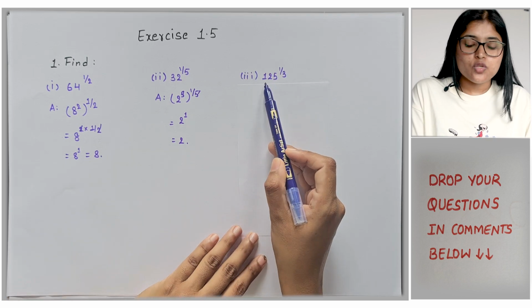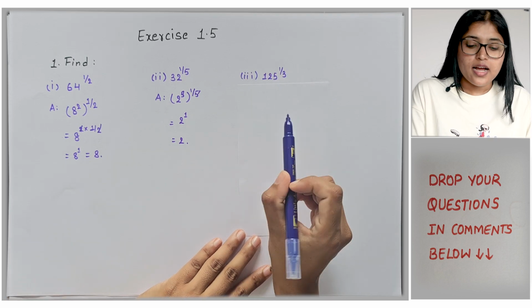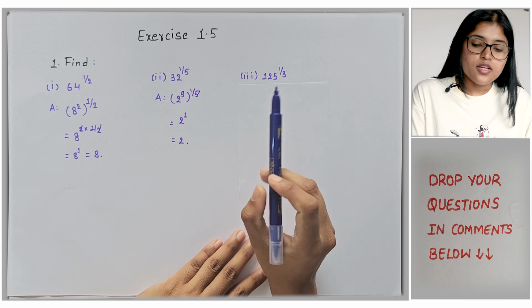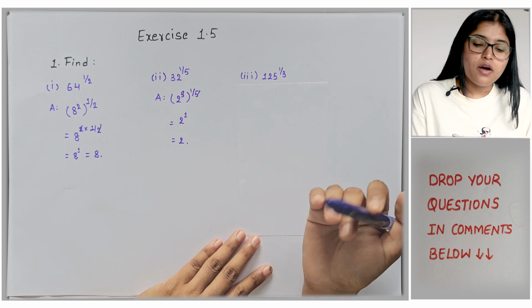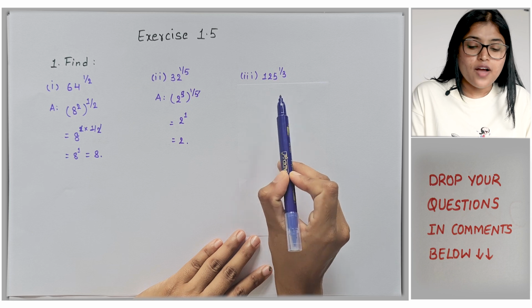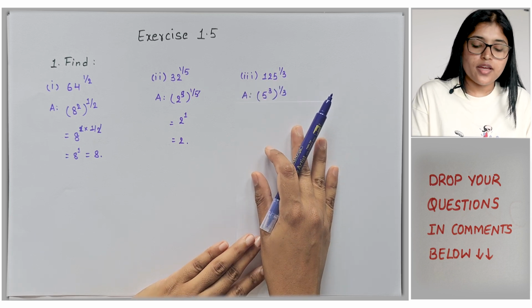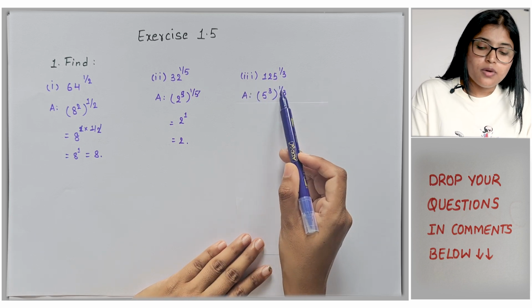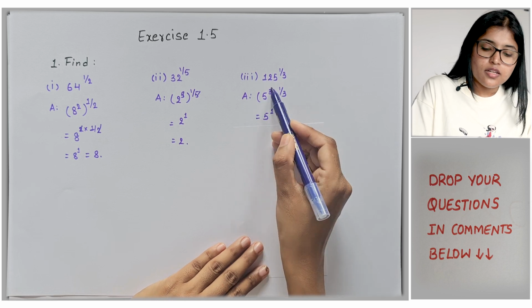The third question is 125 power 1 by 3. Again, I have to think of a number whose cube, that is, whose power 3, will be 125. So I know that 5 power 3 is 125. So I can write 5 cube power 1 by 3, and 3 and 3 will get cancelled.